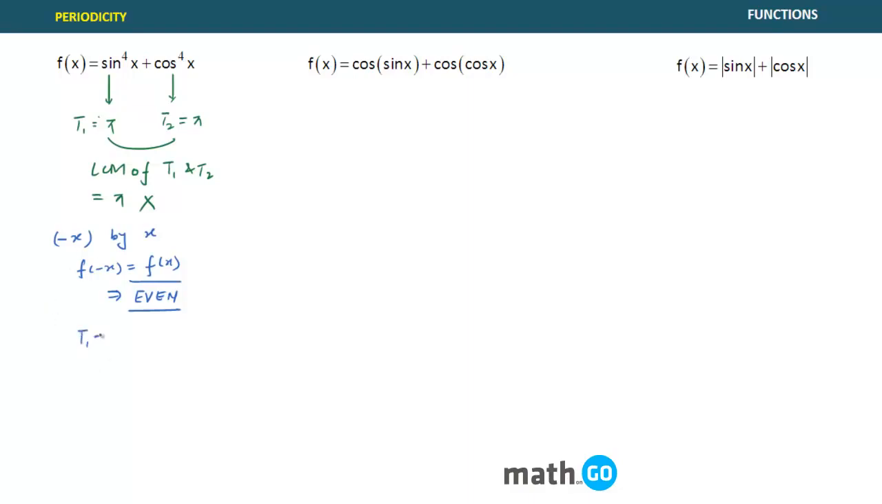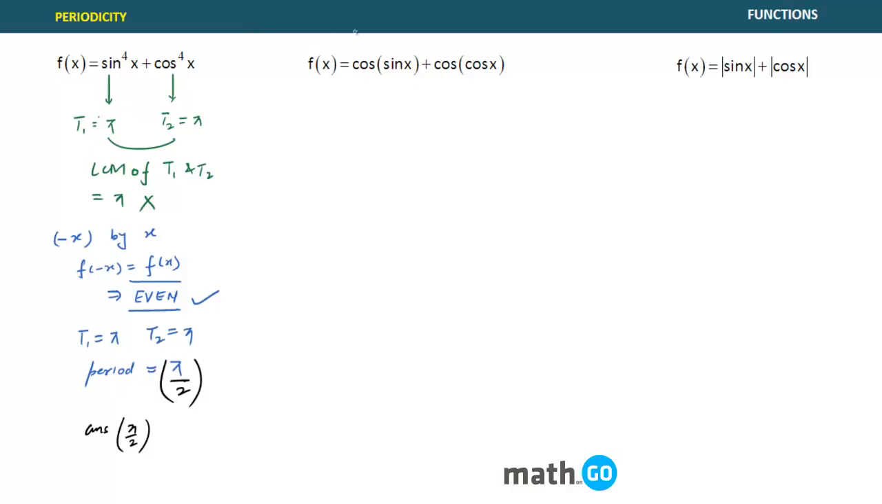It says T1 is equal to pi, T2 is equal to pi. The answer should have been, the period should have been what? Pi. But since it is an even function, the answer is not pi, the answer is pi by 2. So the answer to this is nothing but pi by 2. In fact, it's a very famous problem. You can even remember the answer to this particular question.